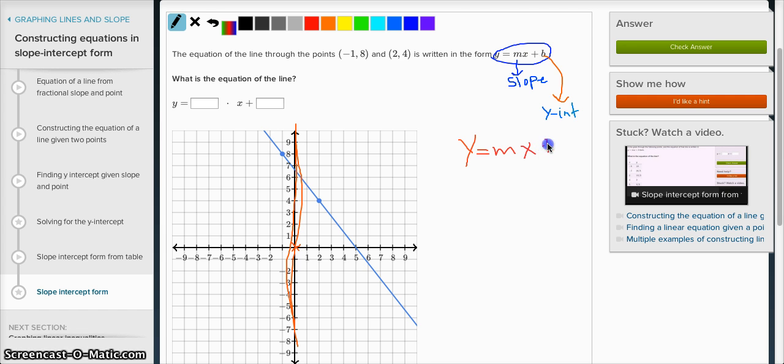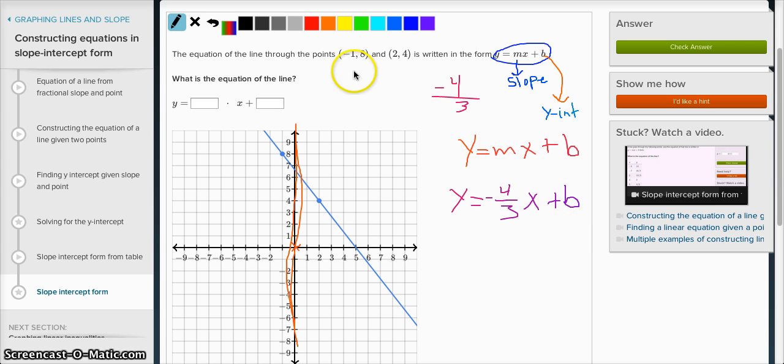I know one thing. It's true. I know what m is now. We figured out it's -4/3. So I also know y equals -4/3 x plus b. Now I also have to figure out, if I could figure out what y and x are, I could solve for b.